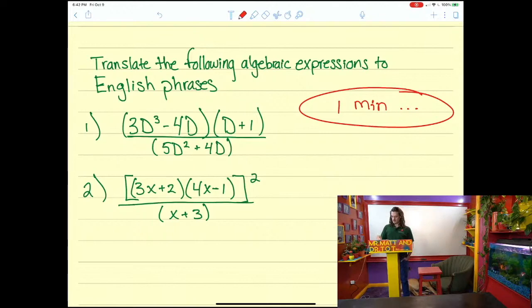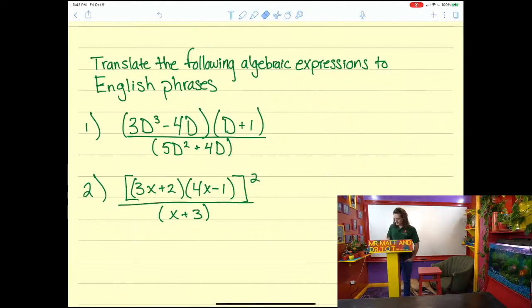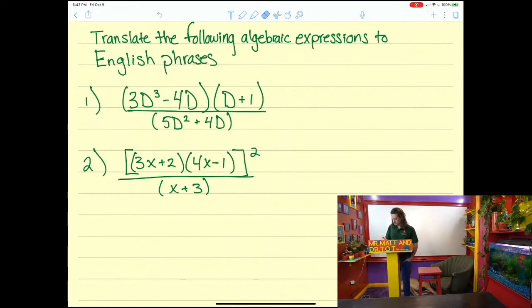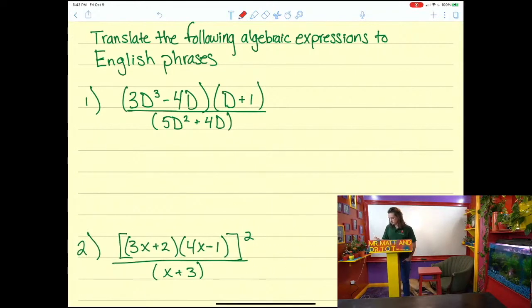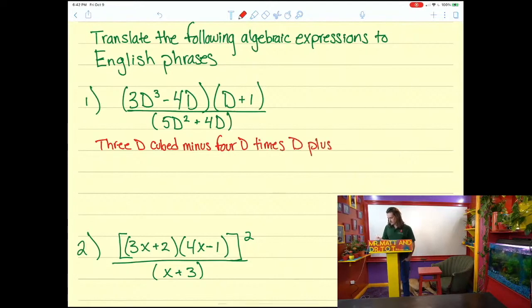Okay, let's look at the first one here. So we could describe this as 3d cubed minus 4d times d plus 1, quantity divided by 5d squared plus 4d. If you have any questions, please let me know.